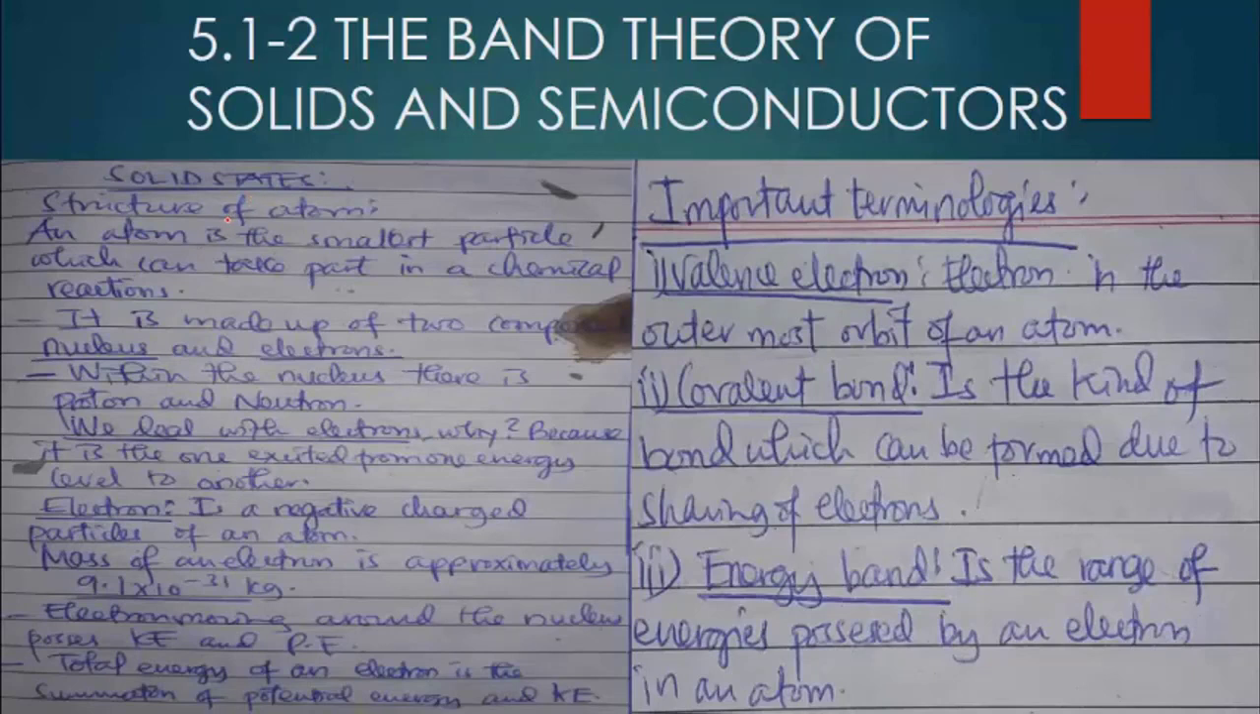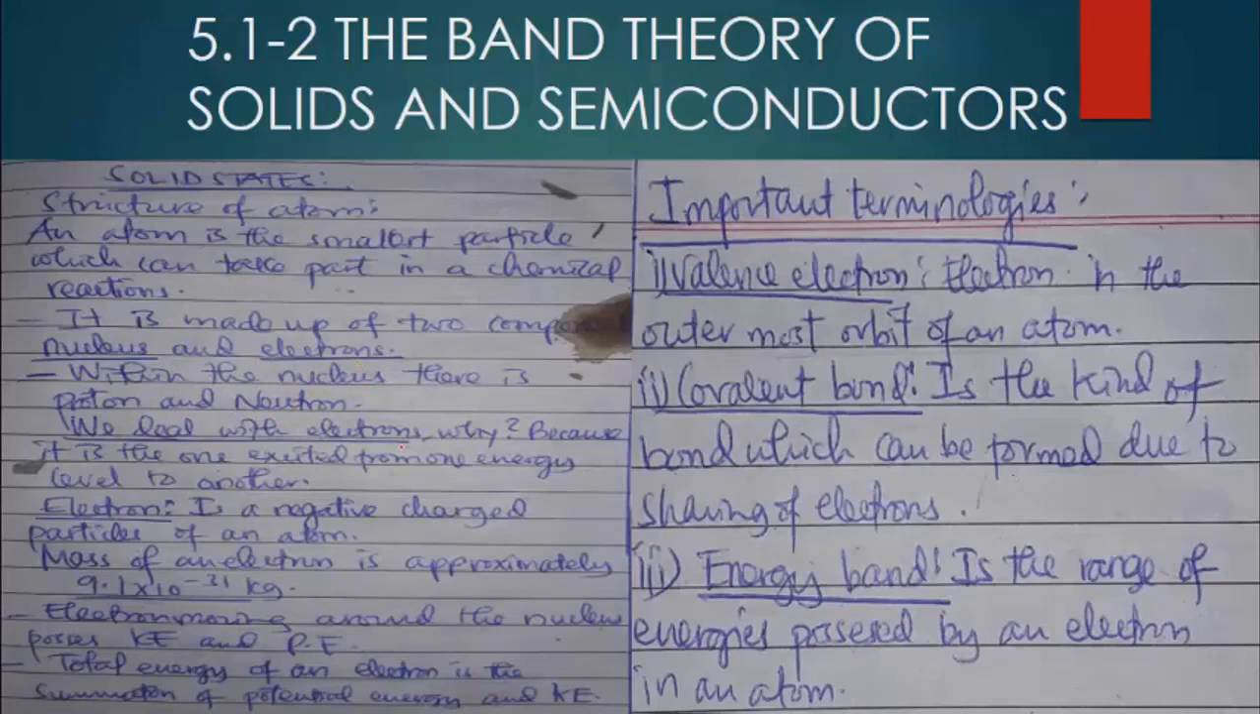Therefore, to start with the structure of an atom, to review kidogo yale ambayo tumeshasoma, an atom is the smallest particle which can take part in a chemical reaction. That's so basic, I hope you remember. It is made up of two components, the nucleus and the electrons. Within the nucleus there are protons and neutrons, we know that. So basically in the structure we are interested in the electrons as far as electronics is concerned.